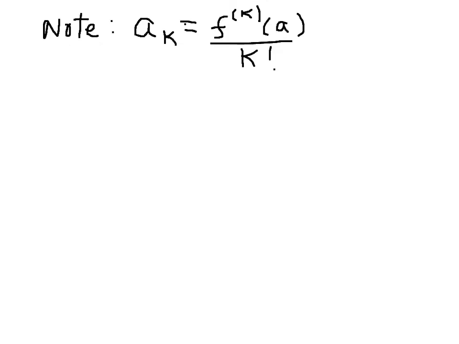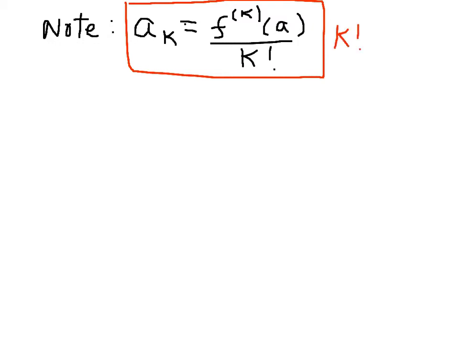Just one thing to note in passing. This is our general formula for the kth coefficient. In order for this to generalize to f of a, in other words, when k is 0, mathematicians make the definition that 0 factorial is, by definition, 1. And that makes everything work out.